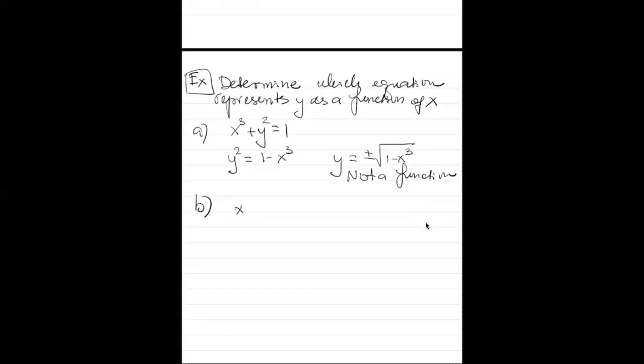B, x squared plus y to the third equals 1. Very similar. But now when you solve for y to the third, 1 minus x squared, and cube root both sides. But when you cube root both sides, you don't need the plus minus because it's an odd function. So for each x, you have exactly one y. So this is a function. And this concludes the section 1.3.